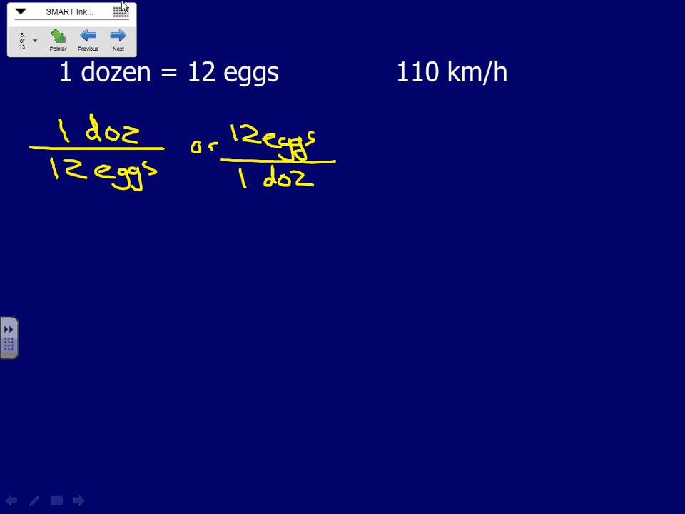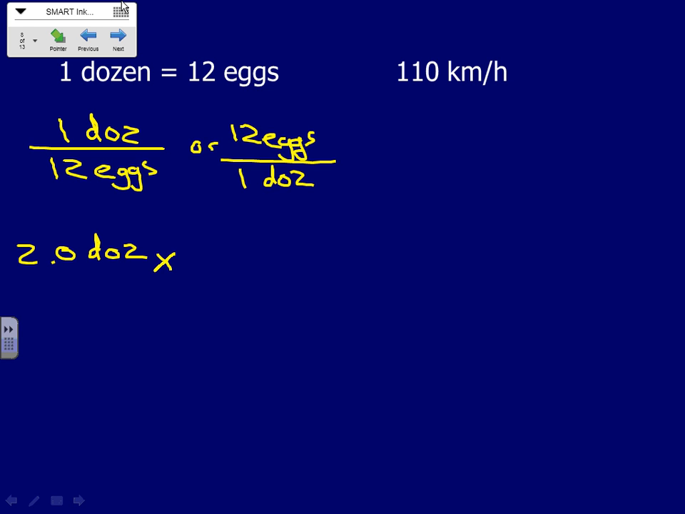So let's say that I have 2.0 dozen eggs, and I want to know how many eggs I have. Well, this is an easy question. If I've got 2 dozen, how many eggs am I dealing with? Yep, 24. Let me show you how we get that answer using the conversion factor method.